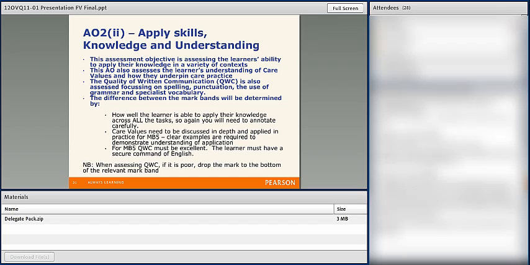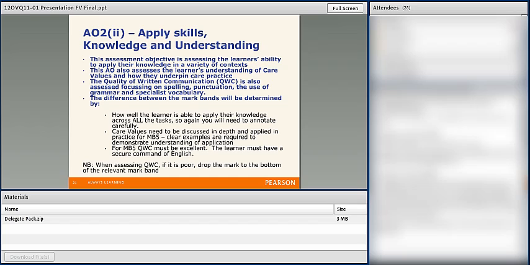The difference between the mark bands will be determined by how well the learner is able to apply their knowledge across all the tasks. So again, you need to annotate carefully. Their knowledge and understanding and their application of the care values need to be discussed in depth and applied in practice, and clear examples are required to demonstrate understanding of application for Mark Band 5. And finally, for Mark Band 5, the quality of written communication must be excellent. The learner must have a secure command of English.